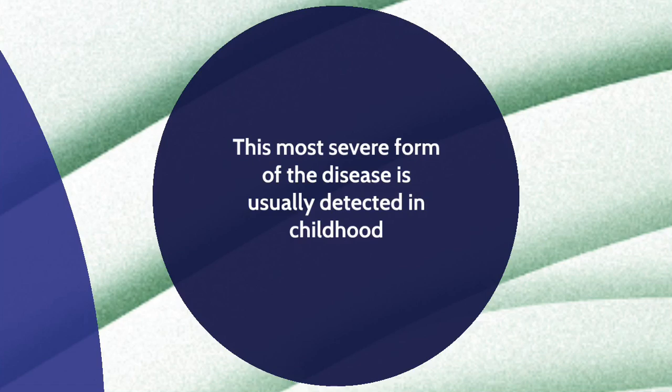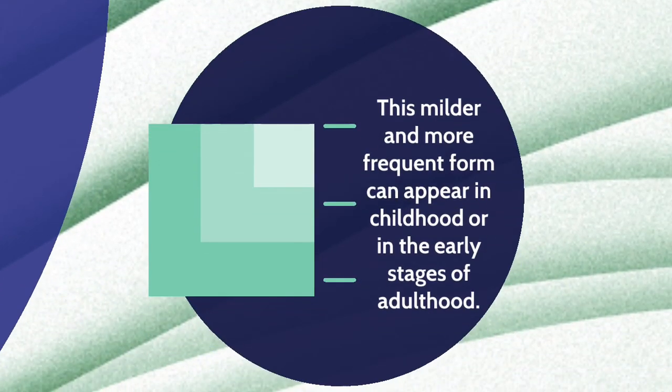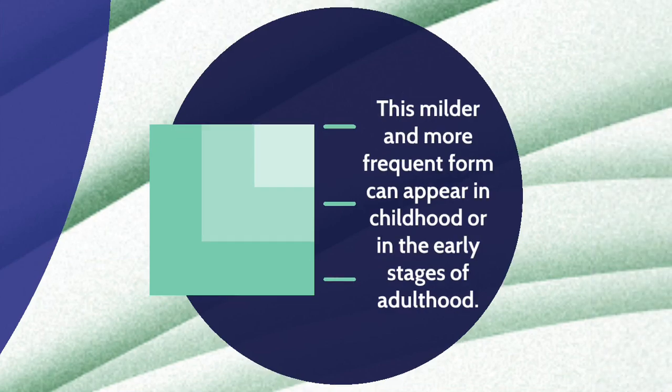The classic form, the most severe form of the disease, is usually detected in childhood, and the non-classic form, the milder and more frequent form, can appear in childhood or in the early stage of adulthood.